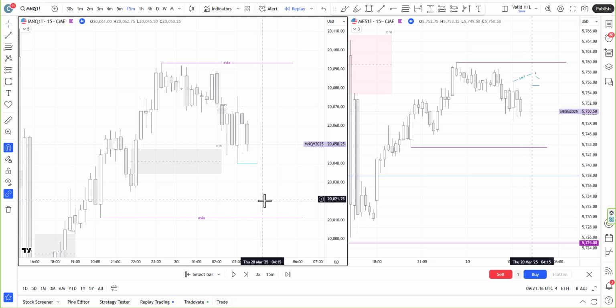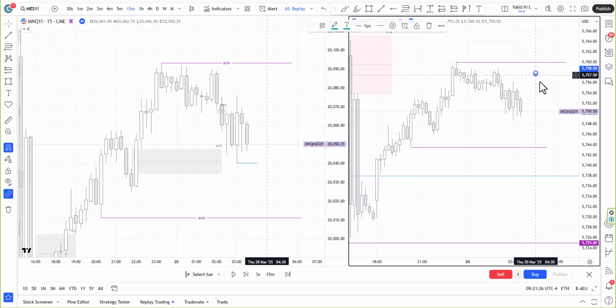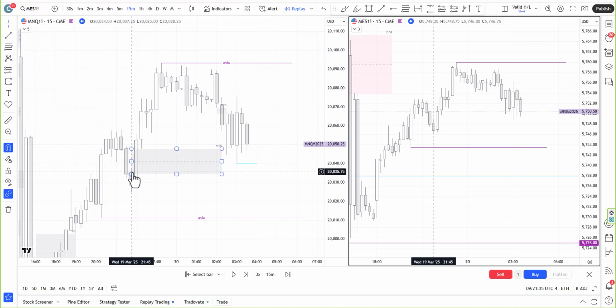So I'm sharing my small win of this morning. I'm testing out a new setup. It's a variation to the forever model. Actually, it is the forever model. But I'm now also testing it on London session.